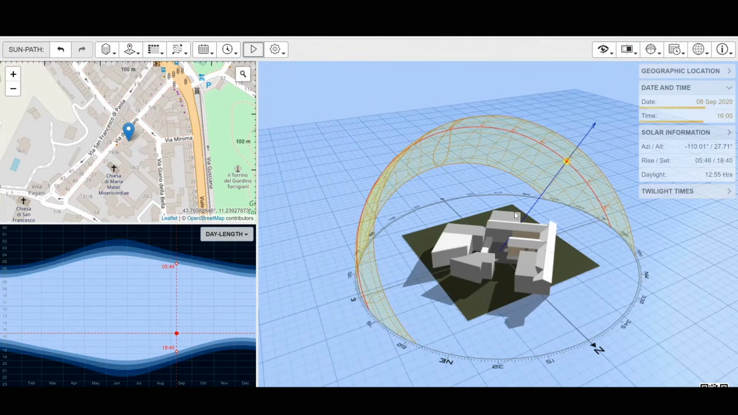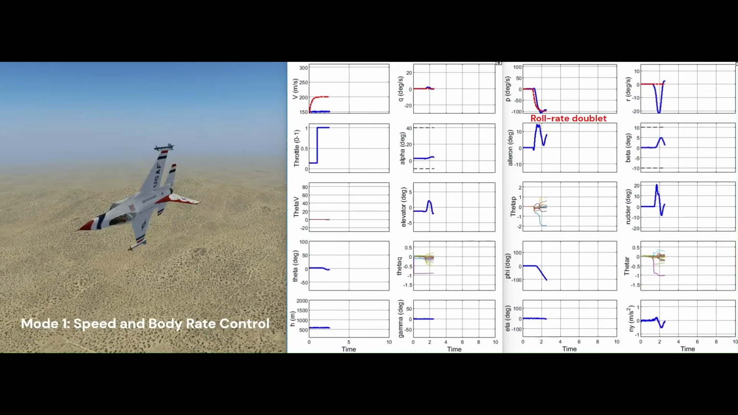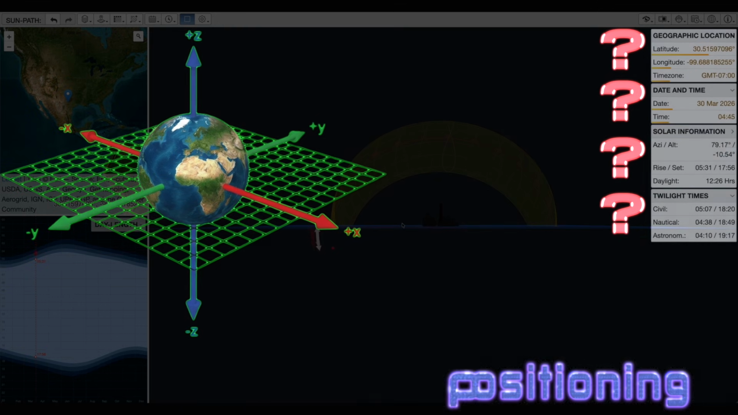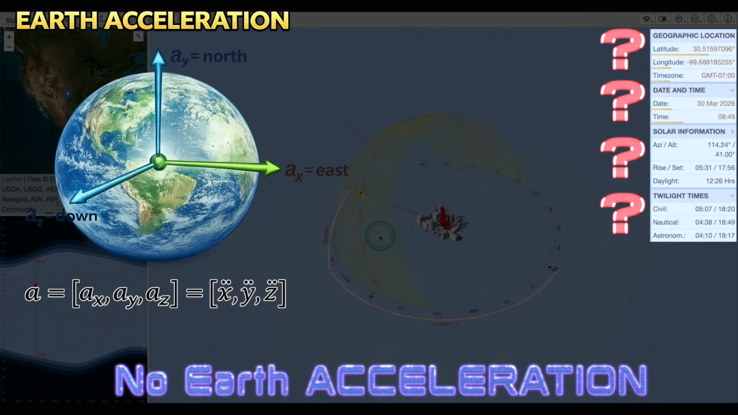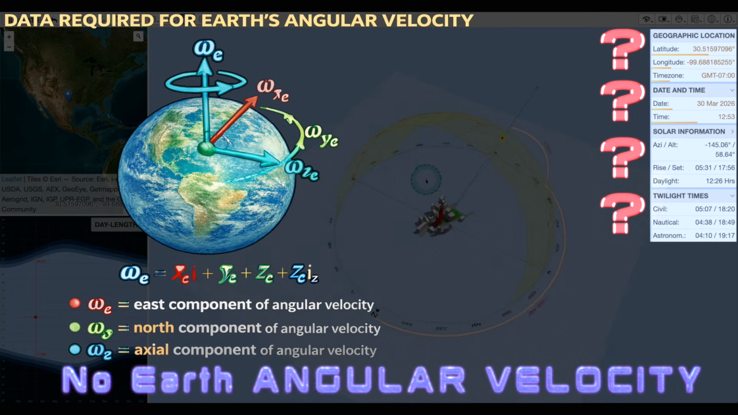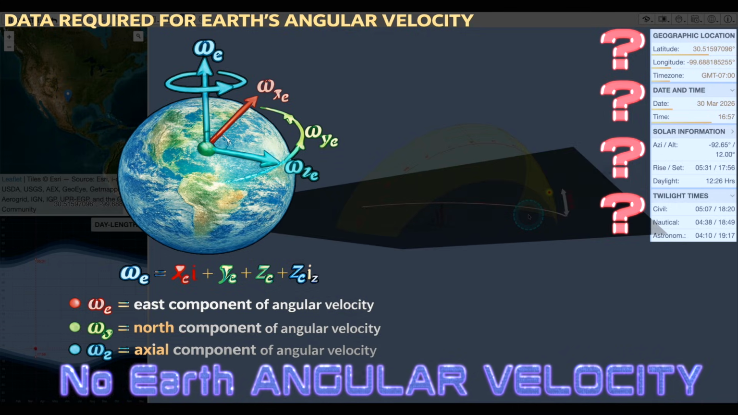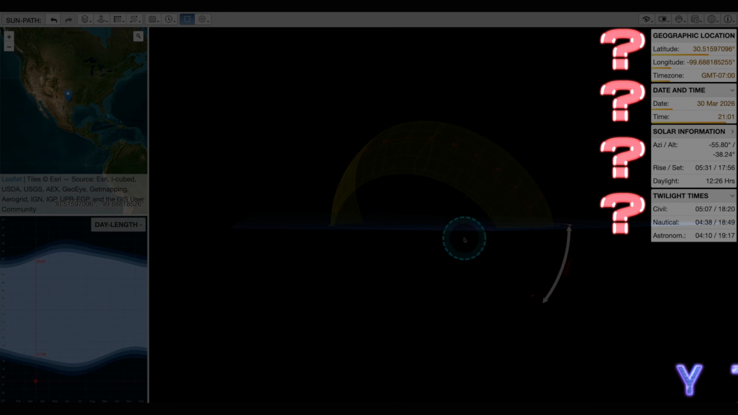And there is zero data for Earth translating, rotating, or accelerating through space. Where is Earth's x, y, z position? Where is Earth's orbital velocity? Where is Earth's acceleration? Where is Earth's rotation state? Where is Earth's angular velocity? It isn't there. Now, this same fixed Earth solar model was also visualized on the side of a spinning spaceball.